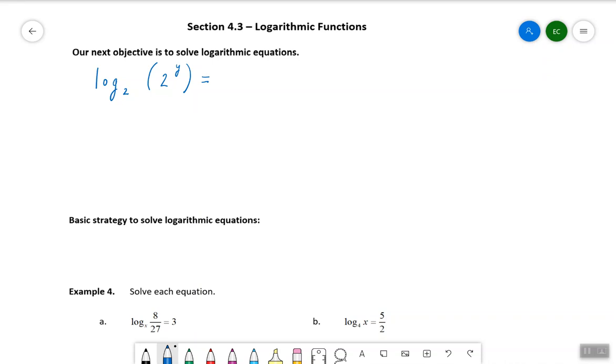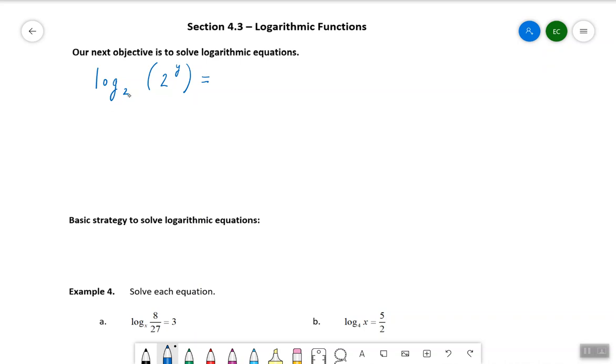Let's continue in section 4.3. Let's learn how to solve some basic logarithmic equations. Before we see the first example, I want to start with a statement I made in the previous video.